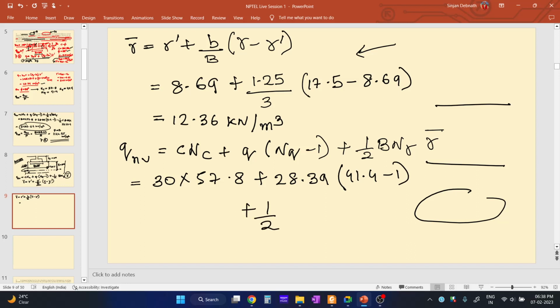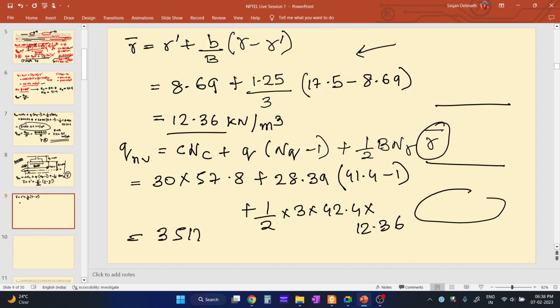Plus half into the breadth, which is 3 meter. And the value of N gamma is 42.4. And this one is gamma dash, which is 12.36. If you calculate this equation, it will be 3517.05 kilonewton per meter square. So from here we have determined the value of qnu. Now we need to determine the value of qns.